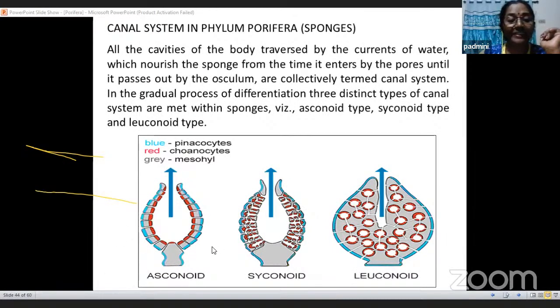So one is the Asconoid type. Asconoid type is a simple cell division. Then you have the Syconoid type of canal system. In the Syconoid type, we've already talked about the radial canal, something like this. So this is the Syconoid type of canal system.